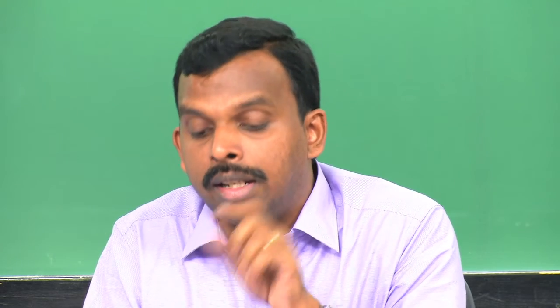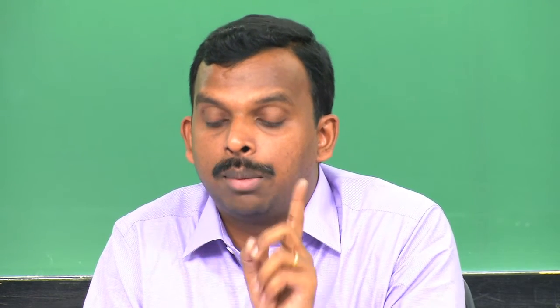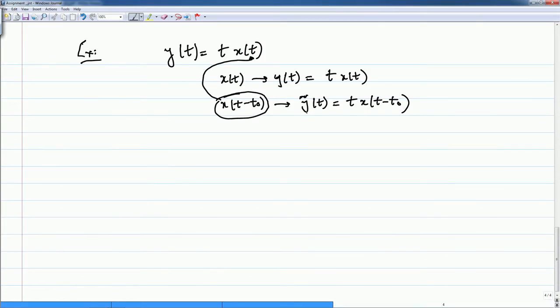You should not change it to anything else. A lot of people invariably end up saying, even if my input is x of t minus t naught, the output will be t minus t naught times x of t minus t naught. That's not what this input output equation says. This input output equation says y of t equals t times x of t, which means if the input is x of t minus t naught, instead of x of t, you should put x of t minus t naught. It's not the same as changing t by t minus t naught. Keep that in mind. So, y tilde of t is t times x of t minus t naught.